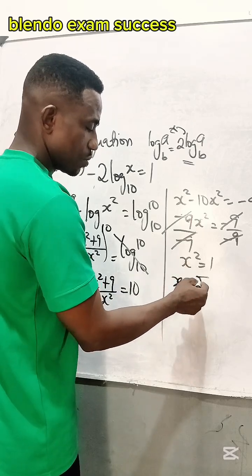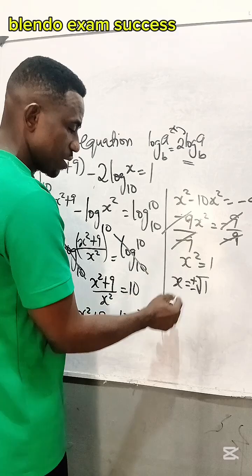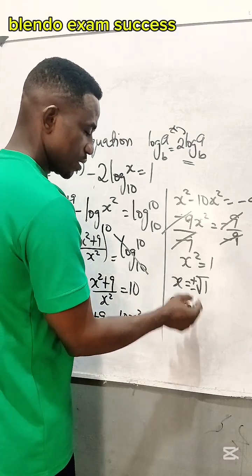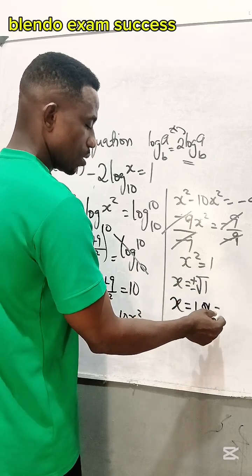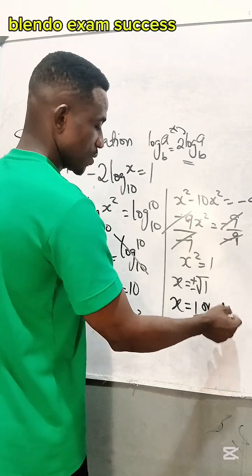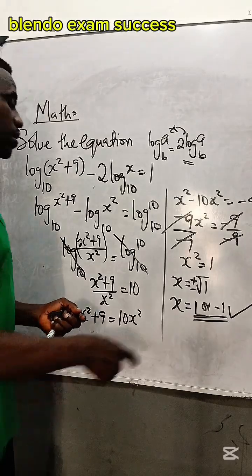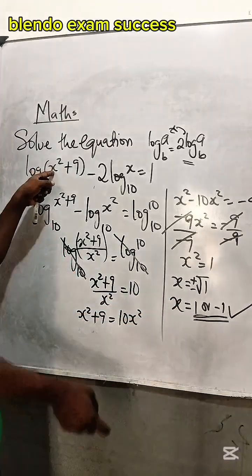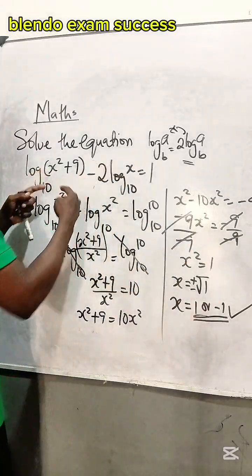We have square root of 1. And when we talk about square root, it's plus or minus. So that when I say x is equal to square root of 1, it is 1. So plus 1 or minus 1. So that is the final solution. Okay? That's the final solution. If you put 1 here, you get your answer. If you put minus 1 here, you get your answer.